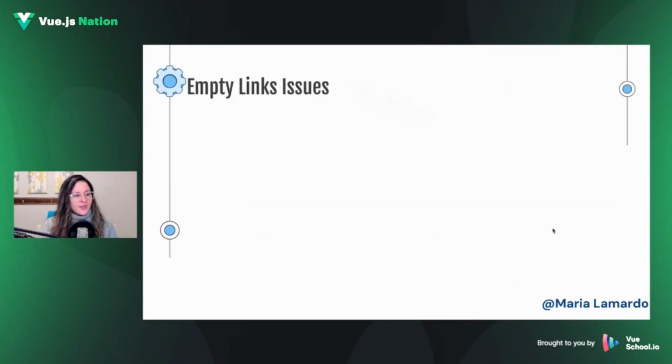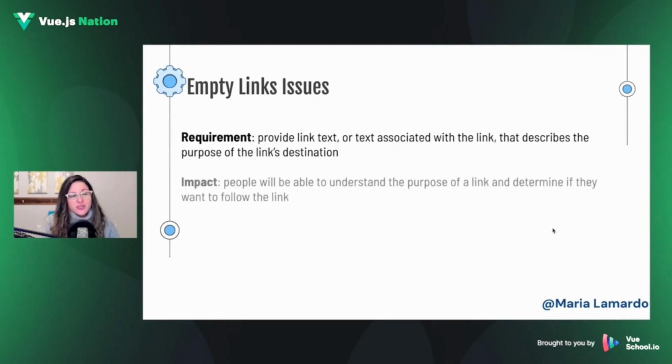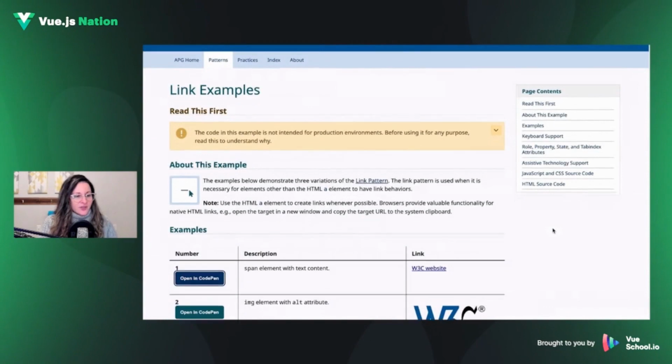Now moving into empty linked text issues. So you want to make sure that for every link, you're providing linked text or text associated with the link that describes the purpose of the link's destination. And that way people will understand the purpose of the link and determine if they want to follow the link. So automated tests will help you catch empty links, but manual tests will also give you an idea of when something is meaningful and descriptive. So let's take a look at this example of links.